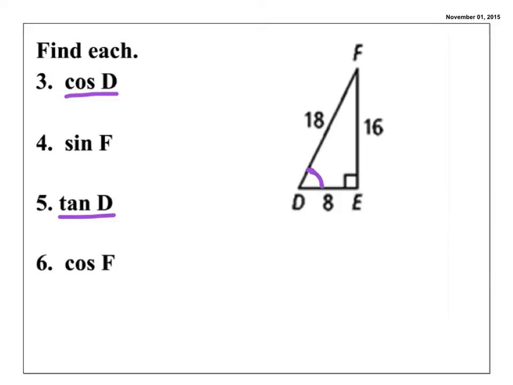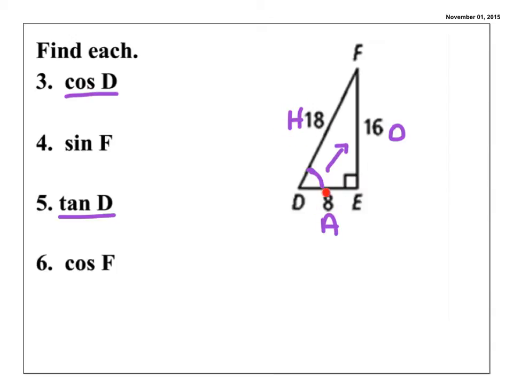And I'm going to label my sides according to that reference angle. So opposite would be 16, adjacent would be 8, and my hypotenuse would be 18. I found opposite here for the 16 because it is opposite the reference angle. The hypotenuse, of course, is the 18 because it is opposite the right angle.